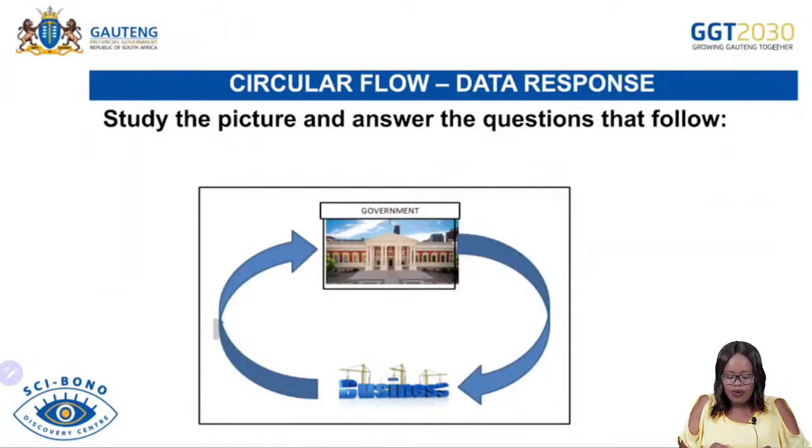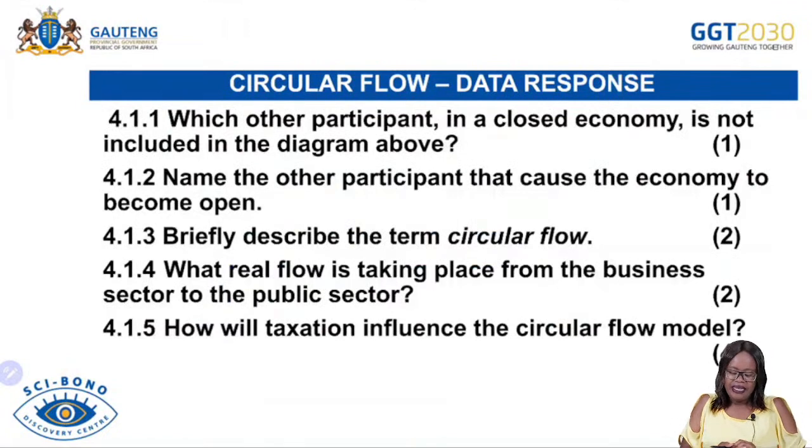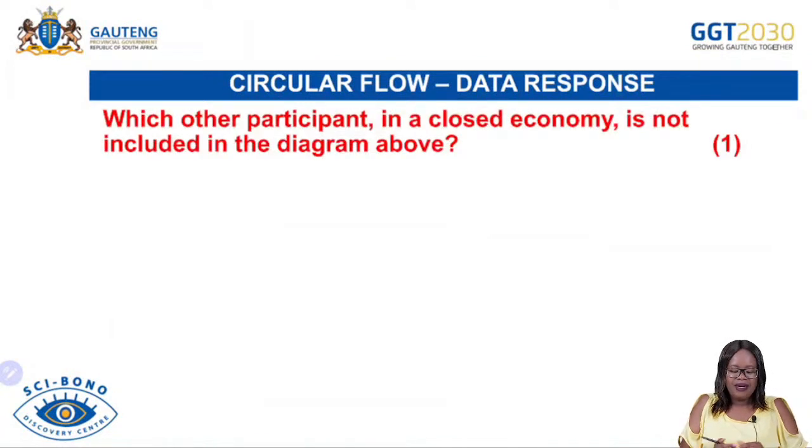Now, you will see that it's going to be a two-sector model. How do we know this? Because there is government as well as businesses. Now, let us quickly go through the questions. Which other participant in a closed economy is not included in the diagram? It is going to be the household.